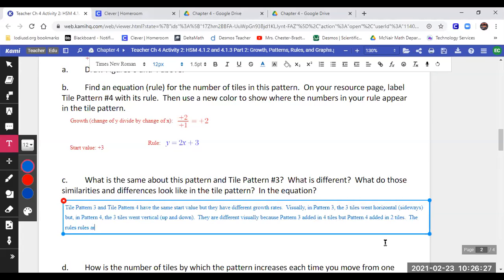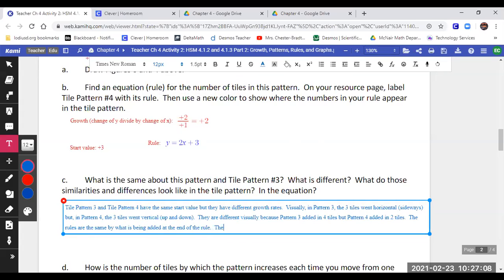The rules are the same where? What about the rules is the same? So we're simply looking at this, y equals 2x plus 3 and y equals 4x plus 3. What part's the same? That the plus 3 at the back is the same. The rules are the same by what is being added at the end of the rule.